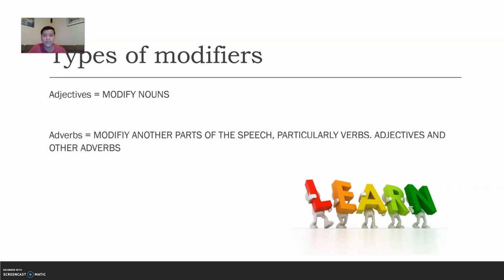Types of modifiers. We have two types of modifiers here. The adjectives modify nouns, and the adverbs modify other parts of speech, let's say particular verbs, adjectives, and other adverbs.